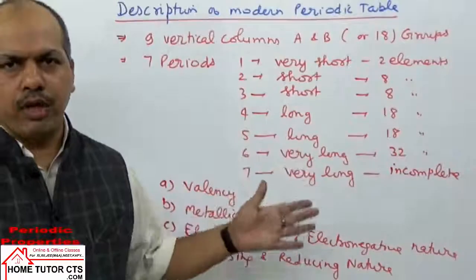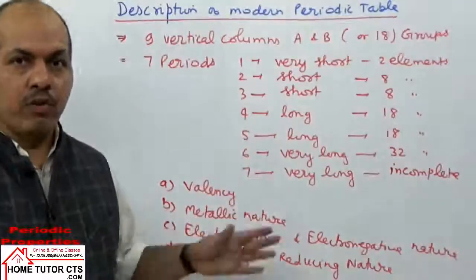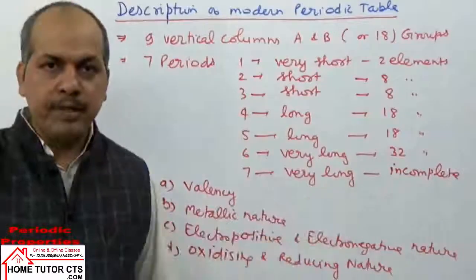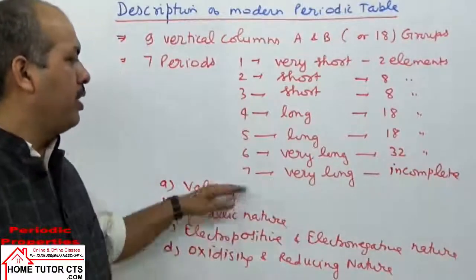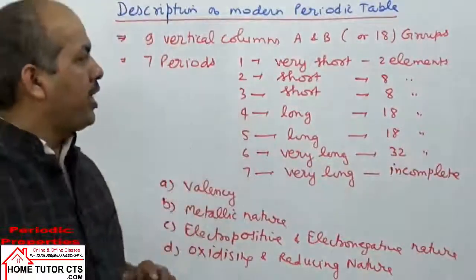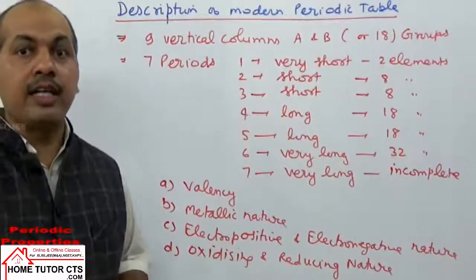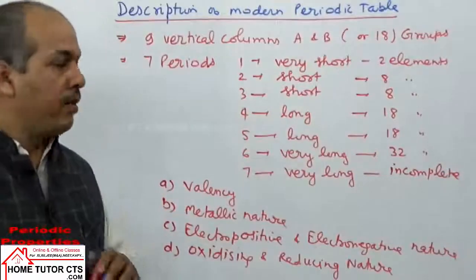Till now, 114 elements have been given names, up to 114. So we can take it as incomplete. The seventh period is incomplete. Now, here we have 2 separate blocks assigned for the lanthanides and actinides. They are placed at the bottom of the periodic table.